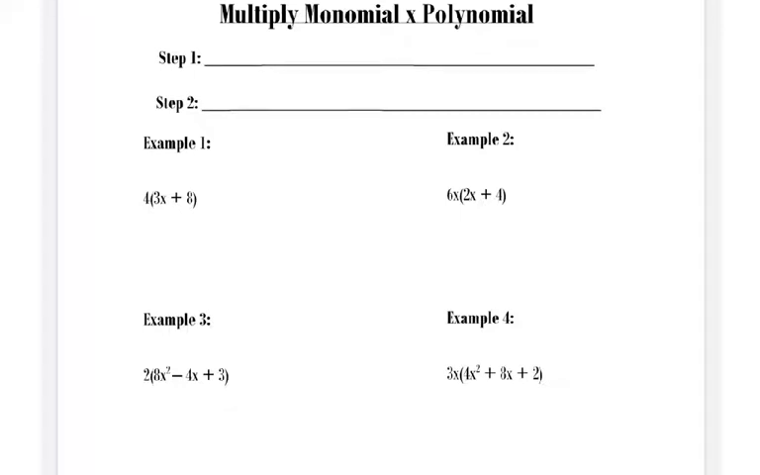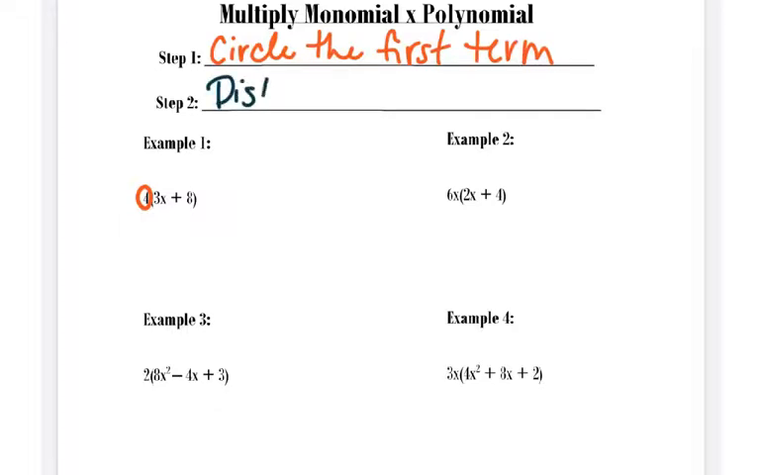So if we look at this here, step 1, I'm going to say circle the first term. So I'm going to circle this first term. What that means is this here, I have a 4 that is hanging out in front of parentheses. Step 2, you have done this since like the 6th grade. It is called distribute.